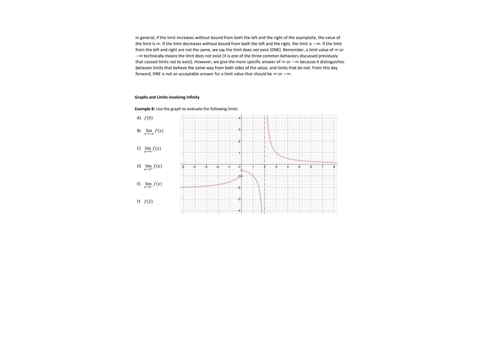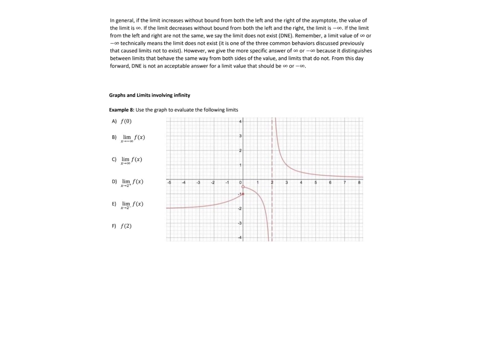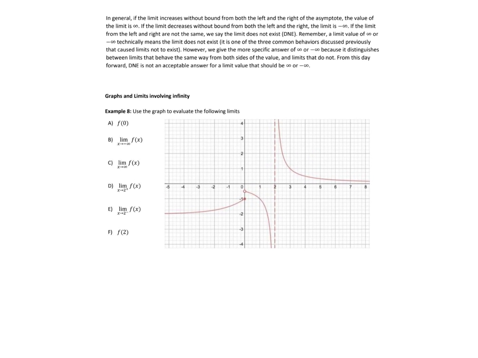All right, so let's look at this now. We're just going to read off the graph. It looks like they have some asymptotes drawn in here. So there's one here at 2. We've got a jump here with a hole. So let's go ahead and do this. So f of 0. I'm looking for a point at 0. It looks like it's -1.